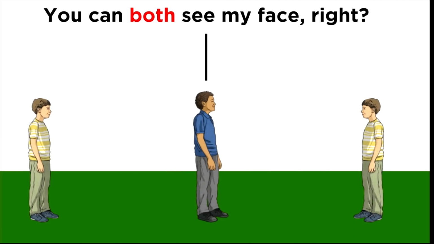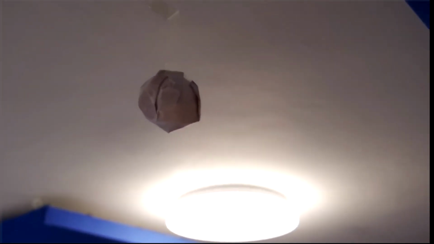Another thing to consider is the following. This picture here demonstrates one person in the middle who's facing one person, and his back is towards the other person, and he asks, you both can see my face, right? Obviously, the person behind him cannot see his face at the same time as the other person can see his face. When you consider the flat earth, again, there's going to be people seeing the face, and then there's going to be people behind the ball.